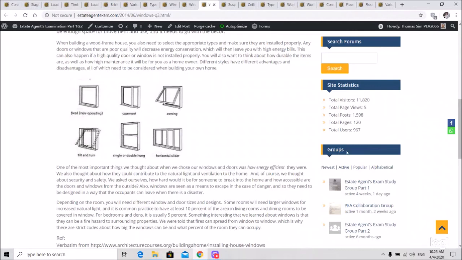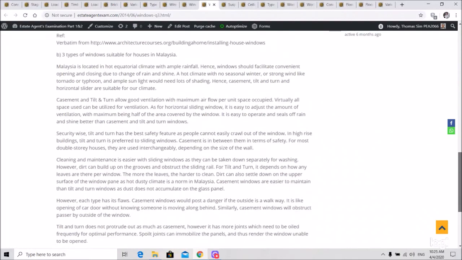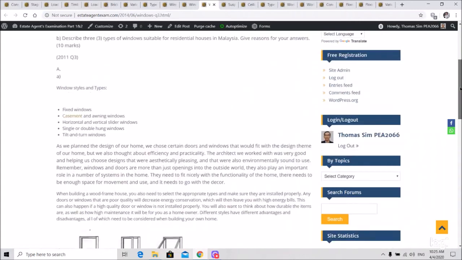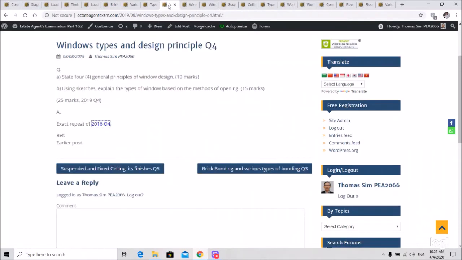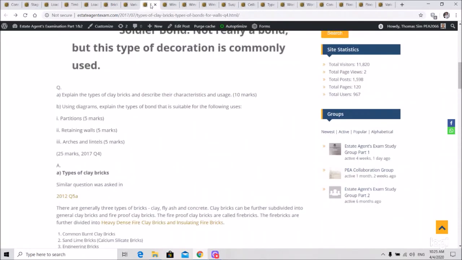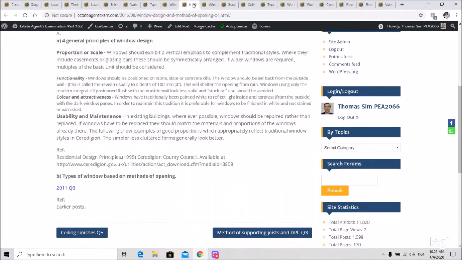So all these are examples of how you want to explain the different types of window suitable for Malaysian houses. So this one I have provided one answer. This is 2011 question 3. So this question is about window opening. In fact, for our current question, which is 2019 question 4, it is actually a whole repeat. So anyway, we move on to question 5.